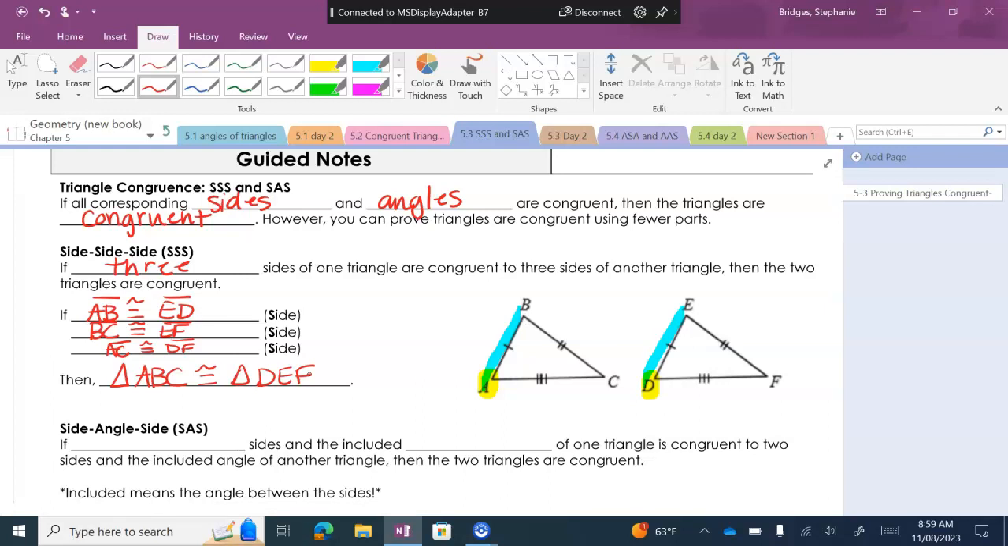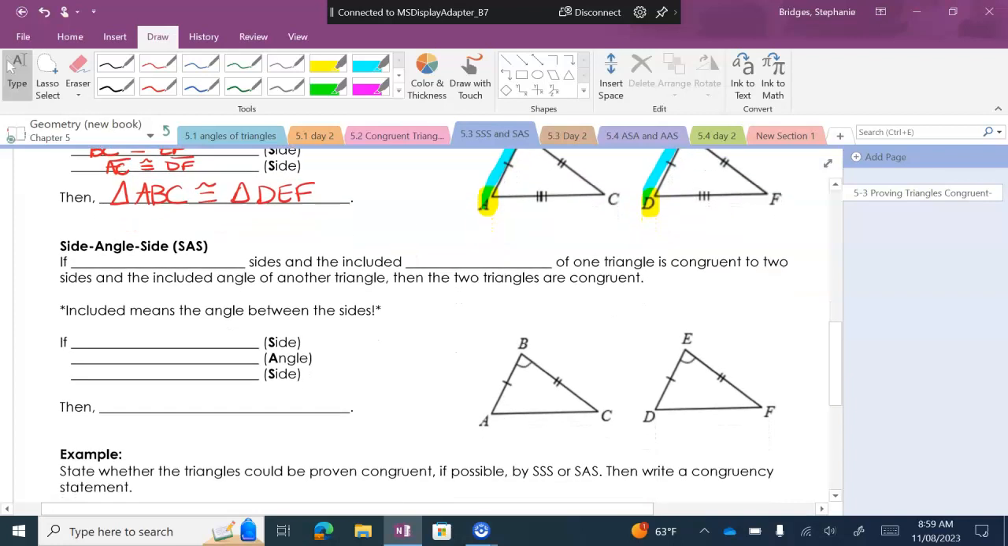The next one is not extremely hard, but you have to pay close attention to the angles, okay? So this one is called SAS, side, angle, side. Okay, side, angle, side. So this one says if two sides and the included angle, okay, key word being the included angle. That is the angle in between the congruent sides.